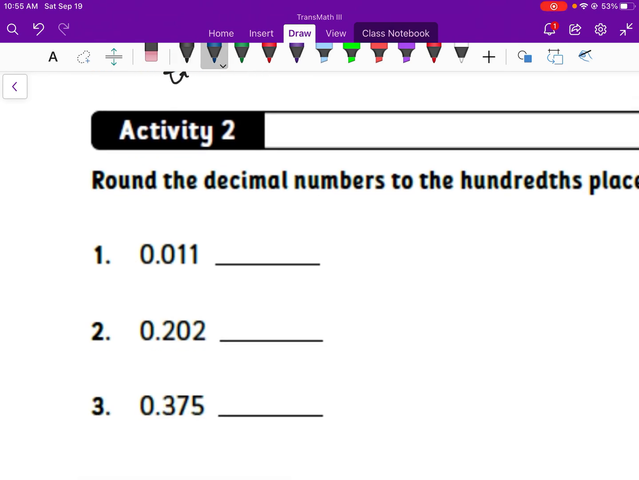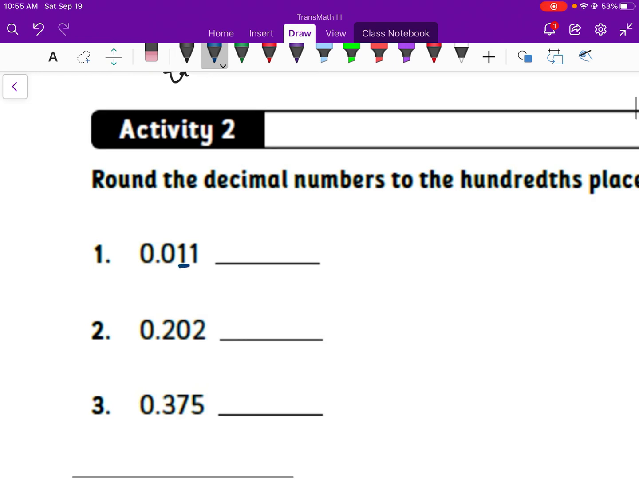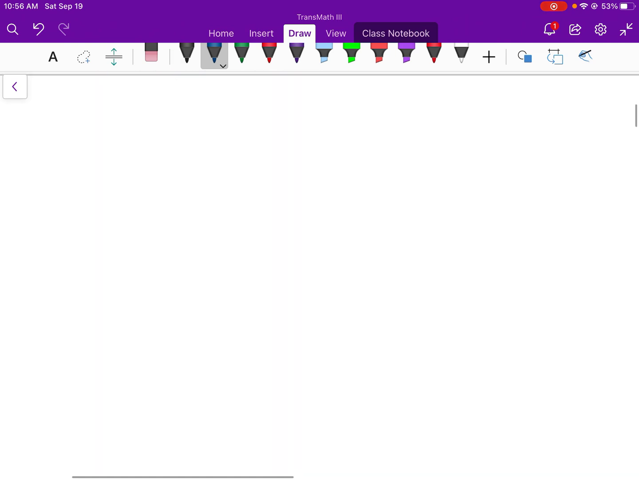Same idea for activity 2 here, but now we're rounding to the hundredths place. So I have underlined here the digits in the hundredths place. 1 tells me to stay the same, so 0.01. The 2 tells me to stay the same as well, so 0.20. And then the 5 in this case tells us to round up, so 0.3. We round up, so we go up one digit.